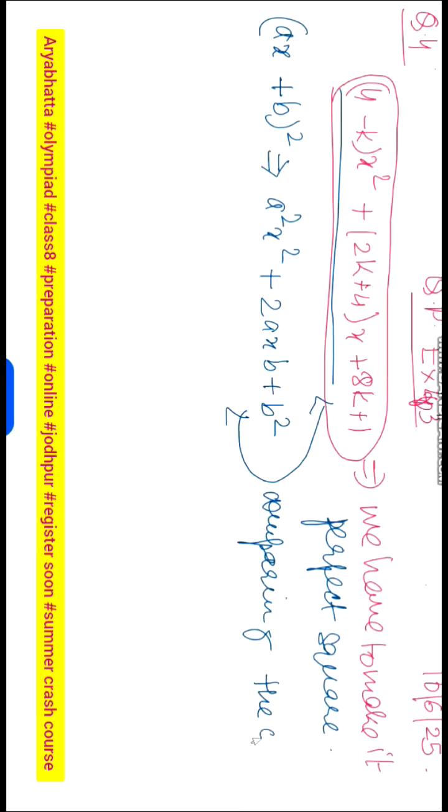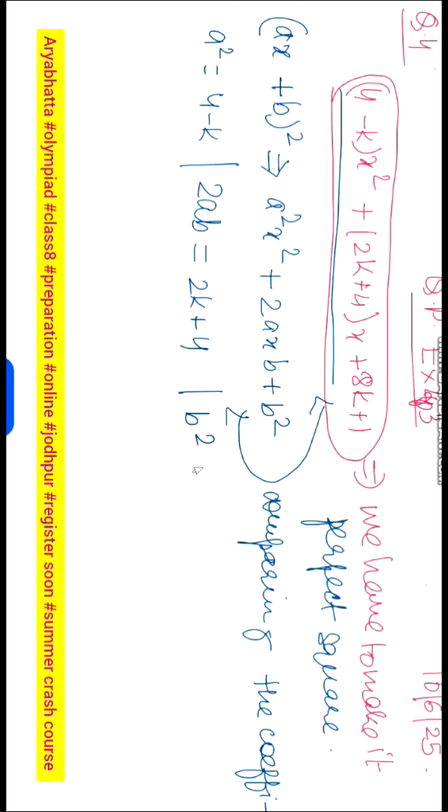I am comparing the coefficients. When I compare, what I get is a² is equal to 4 minus k, then 2ab is 2k plus 4, and b² is equal to 8k plus 1. Okay, these are the coefficients. So from this I can get k is equal to what? 4 minus a². And 2ab is equal to 2k plus 4.